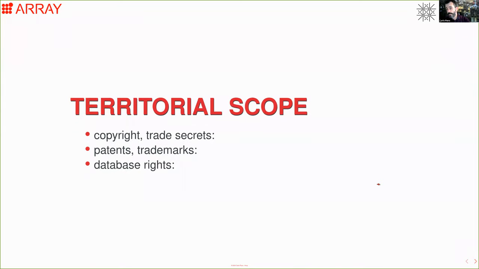Speaking of territorial scope of protection, you have a different protection depending on what kind of intellectual property you are obtaining. If you have copyright and trade secrets, you get protection in one country and you have protection worldwide, because that's automatic. There is no need to extend protection, because you get it virtually worldwide. Whereas for patents and trademarks, this is state by state.